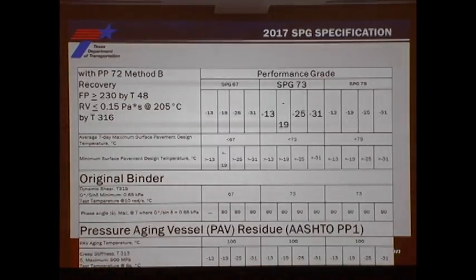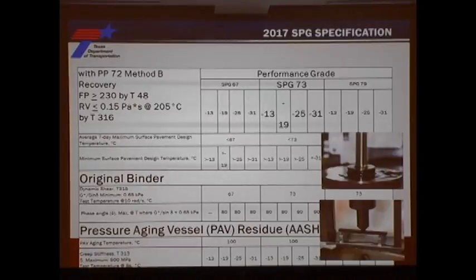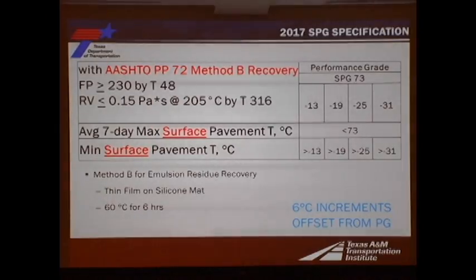So here's what the spec looks like. And basically, if you're familiar with PG binders, you know that this looks just like a PG binder spec, with some small differences. Now at the top there, you see the high temperature grade, and underneath it the low temperature grade, and then the typical tests like you would have in a PG binder spec. DSR, bending beam rheometer, those are the key tests that we're using.